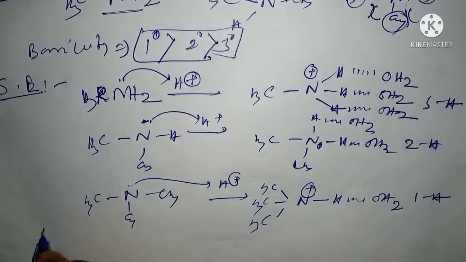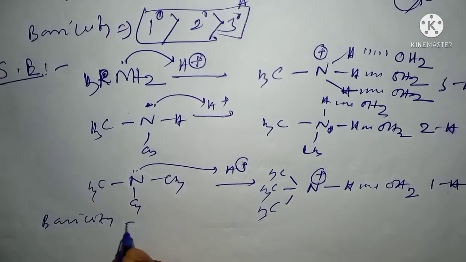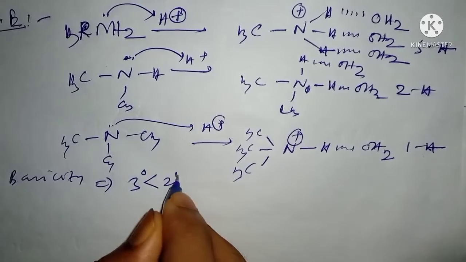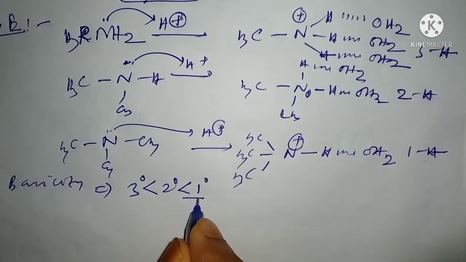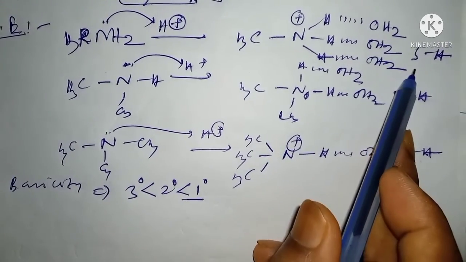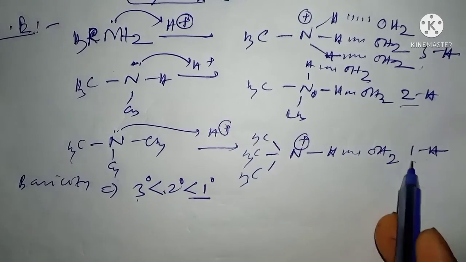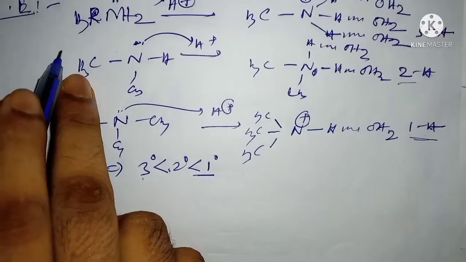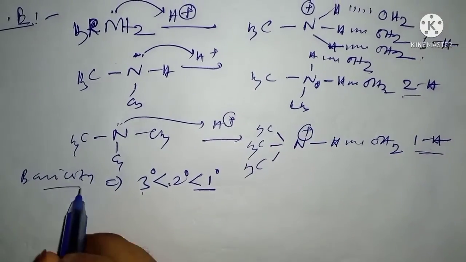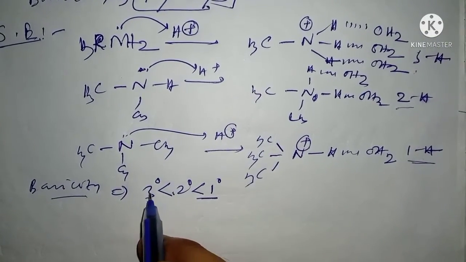So the basicity order is 3 degree less than 2 degree less than 1 degree. 1 degree is more basic because it has 3 hydrogen bonds, 2 degree has 2 hydrogen bonds, and 3 degree has 1 hydrogen bond. Solvation energy increases, so basicity increases. So 1 degree is greater than 2 degree, which is greater than 3 degree.